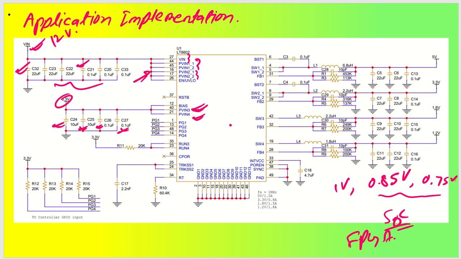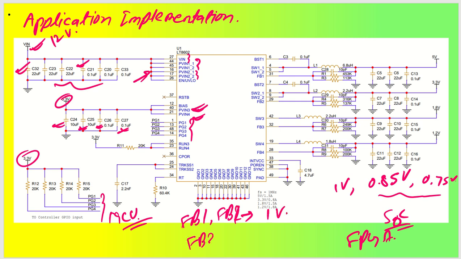Coming back to the PG pin, that is the power good indicator. The power good indicator has been pulled up with 3.3 V, and it is going to go to our microcontroller or my FPGA, where it will give you the indication of whether the voltage outputs are correct values or within the range or not. As you already know, FB1 and FB2 are set to 1 volt, and FB3 and FB4 are set at 0.8 volt.